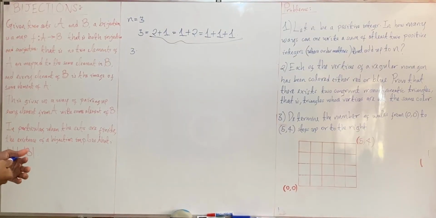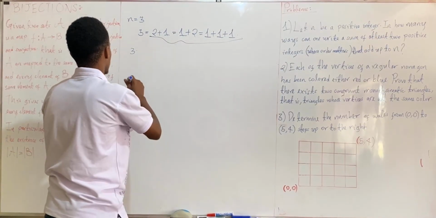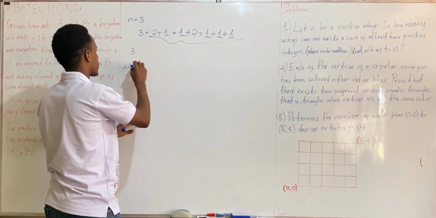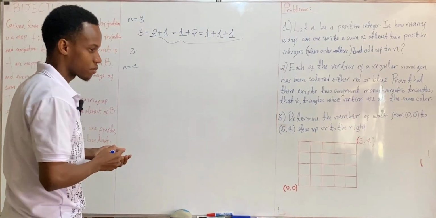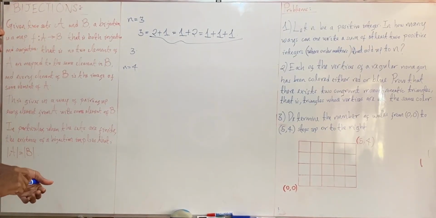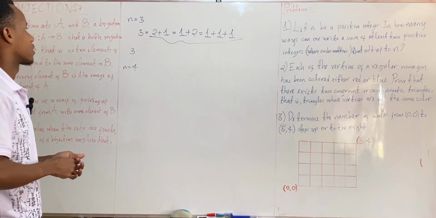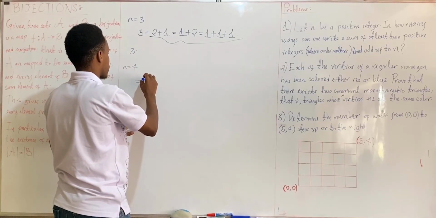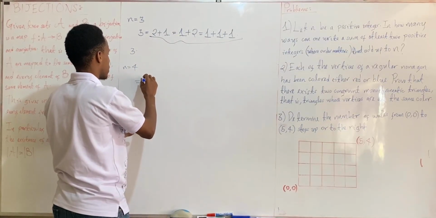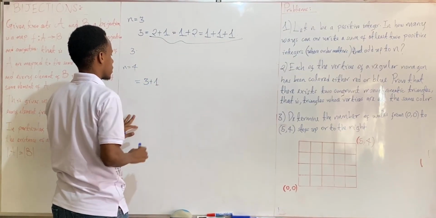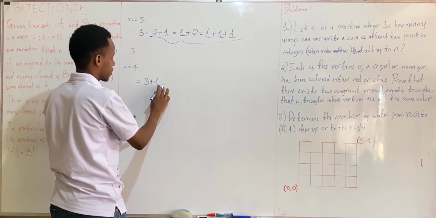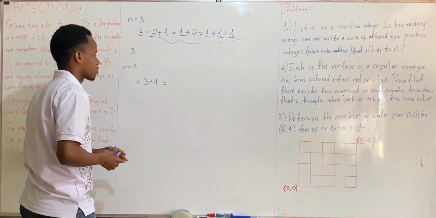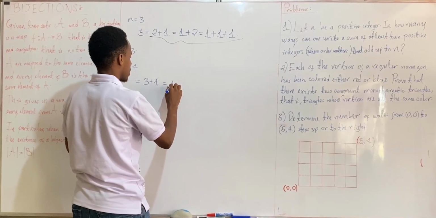So let's try another example. Let's try 4, for example. When n equals 4, how many ways can we express 4 as a sum of at least two positive integers where the order matters? Just for starters, we can express 4 as a sum of 3 plus 1. We can also express this as a sum of 1 plus 3.